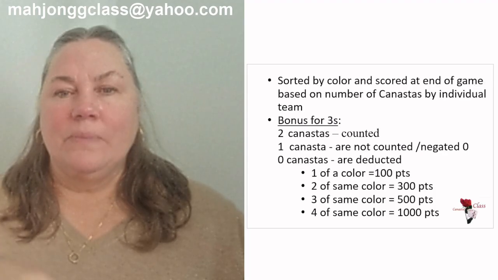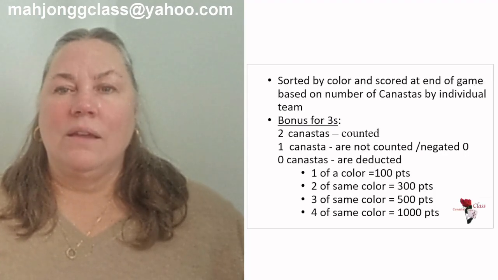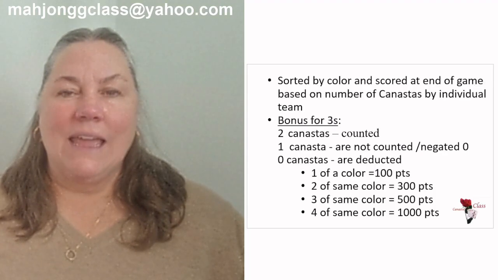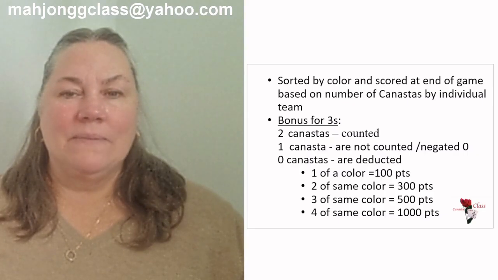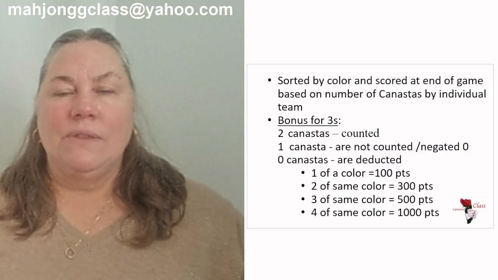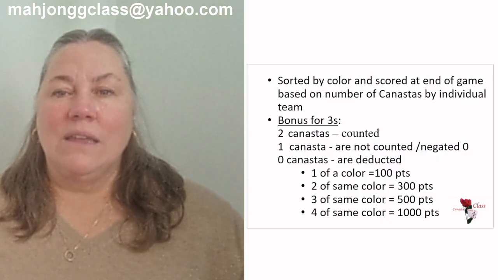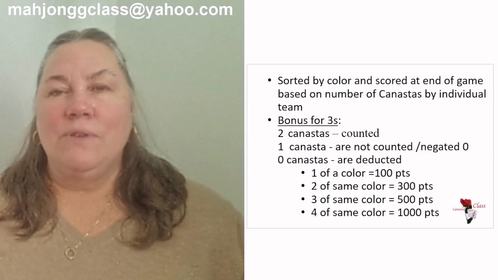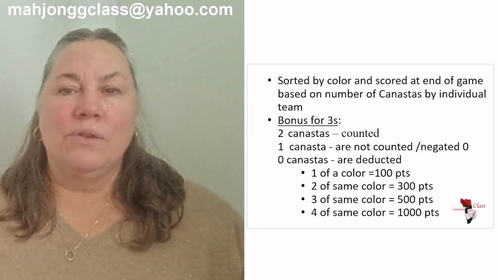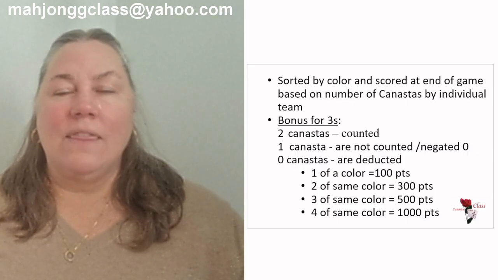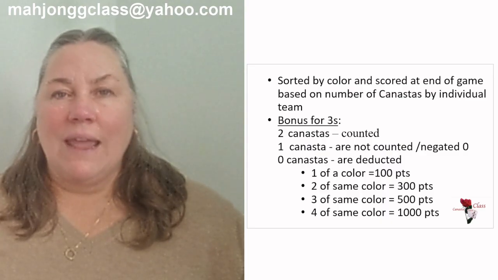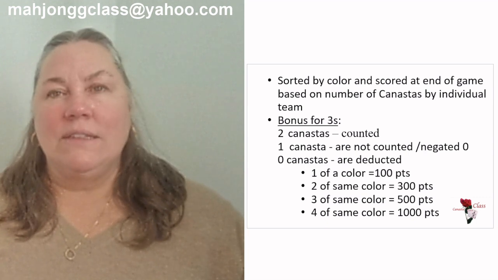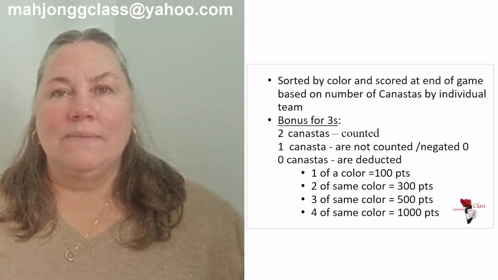Let's talk about scoring those 3s. They're sorted by color and scored at the end of the game based on the number of canastas by the individual teams. You get bonuses for threes if you have 2 canastas. They are counted. If your team only has 1 canasta, your threes are not counted, they're negated. The value of the threes will be 0. If your team has no canastas at the end of the game, they are deducted and become negative points.